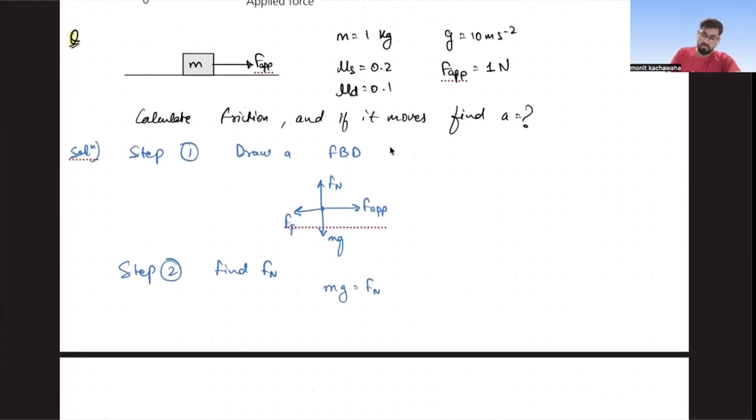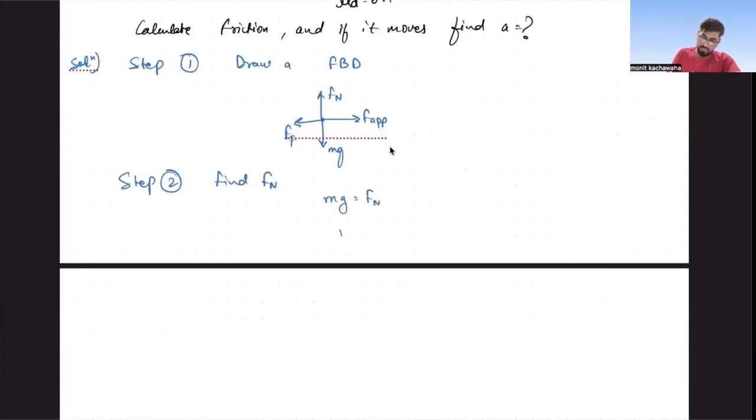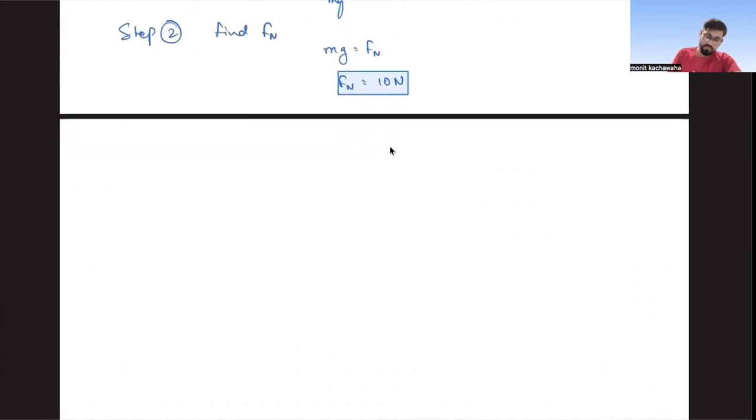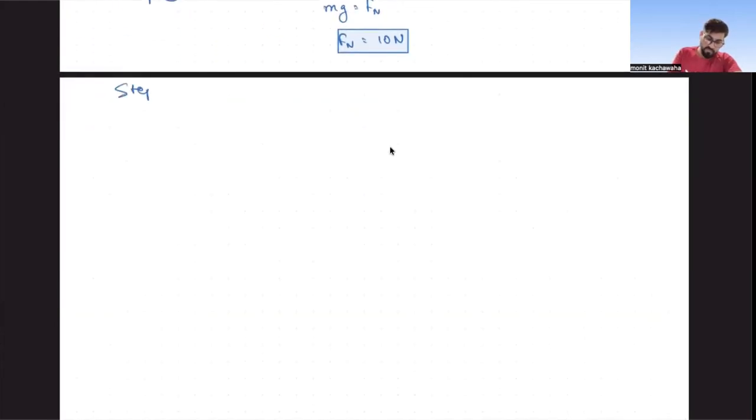Now in the question, I already gave you mass and g, so I can find out Fn. So Fn comes out to be 10 Newton. So this is my second step to find out the normal force. Quite easy. Now, third step is step 3: find F maximum static, the maximum static friction. And F friction maximum is equal to mu s into Fn.